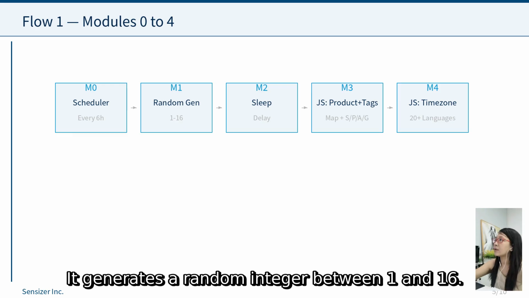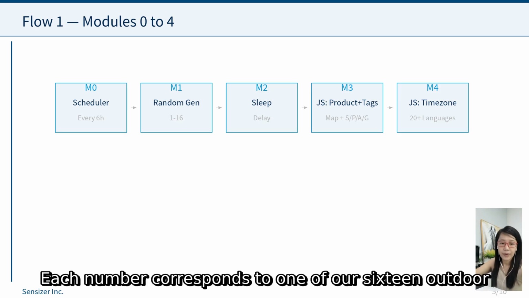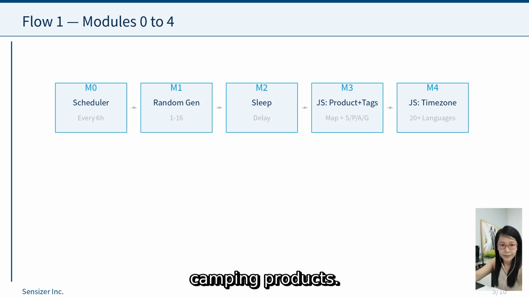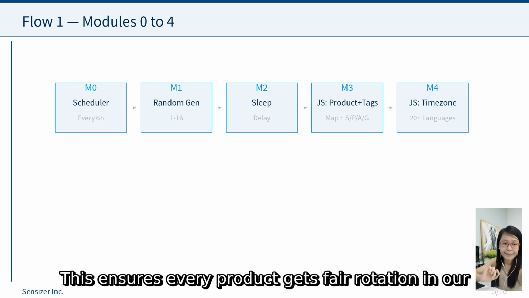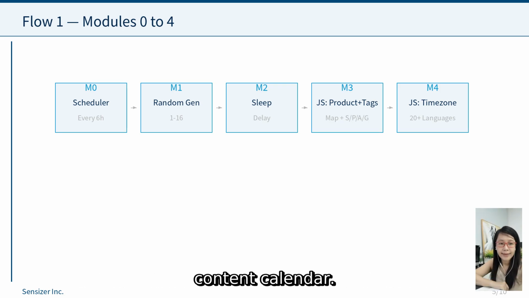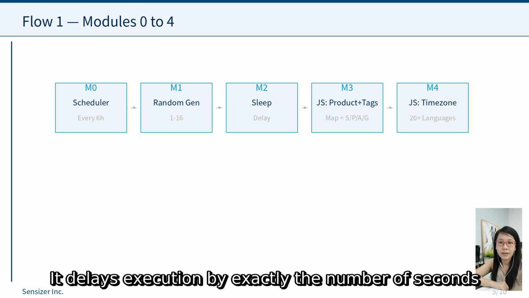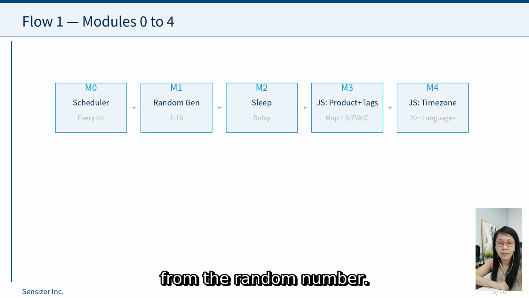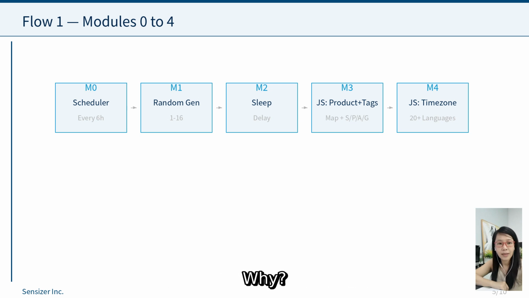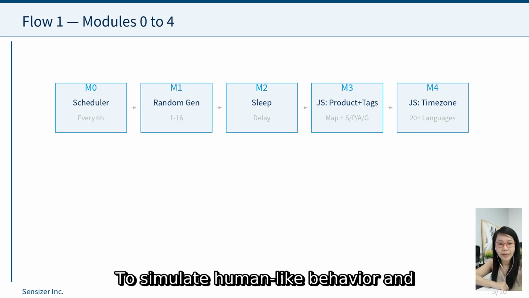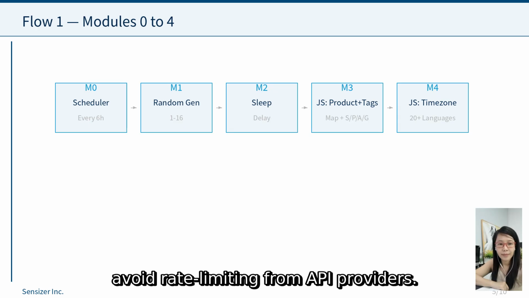It generates a random integer between 1 and 16. Each number corresponds to one of our 16 outdoor camping products. This ensures every product gets fair rotation in our content calendar. Module 2 is a sleep module. It delays execution by exactly the number of seconds from the random number. Why? To simulate human-like behavior and avoid rate limiting from API providers.